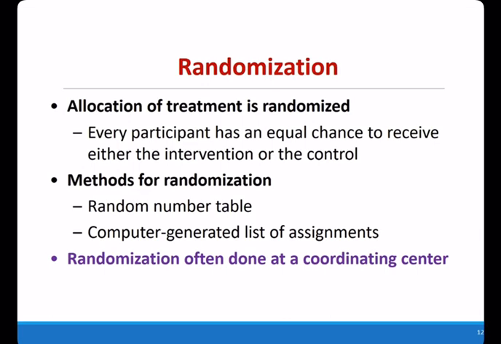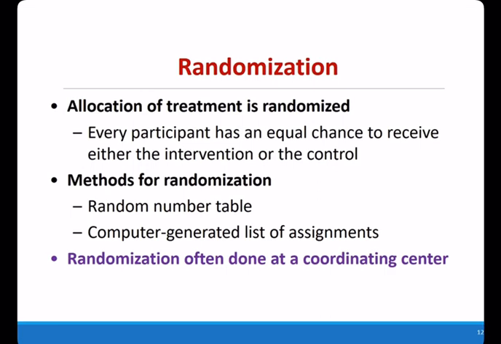Random allocation is important because if one group were in some way more ill than the other at the start, this might make one treatment look better or worse, even if there is really no difference. It is because of this aspect of randomized clinical trials, the close similarity of the groups in all respects other than the intervention, that they are generally considered to give the best evidence of all epidemiological studies.